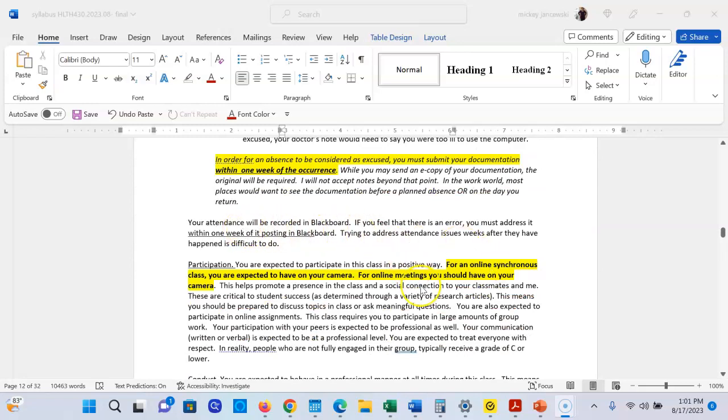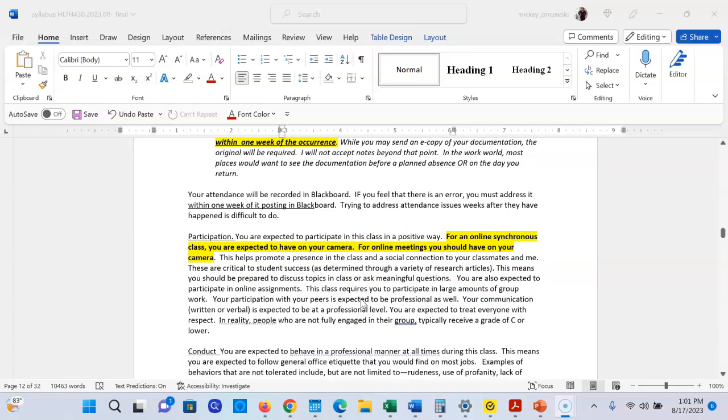Your attendance will be recorded in Blackboard, and you have 1 week from the day I post it to challenge it. If it goes beyond a week, I won't even consider a challenge on attendance because it's too hard to keep track of after 1 week. Participation, again, consider we're running this like a job, so you need to have conduct that is appropriate for a work setting.